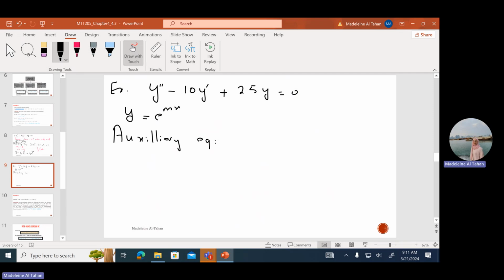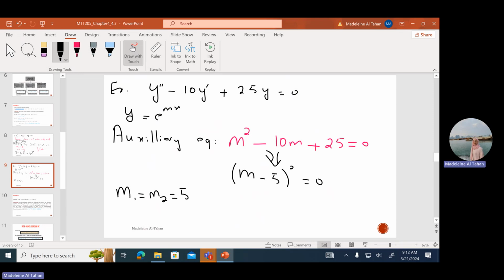The auxiliary equation, Ahmed. The auxiliary equation, m squared minus 10m plus 25. Now this one, if we factorize it, or we use the delta or the calculator, I will factorize it, but if we use the calculator, we get (m minus 5) squared equal to 0. So here, which case do we have? m1 equals m2 equals 5.